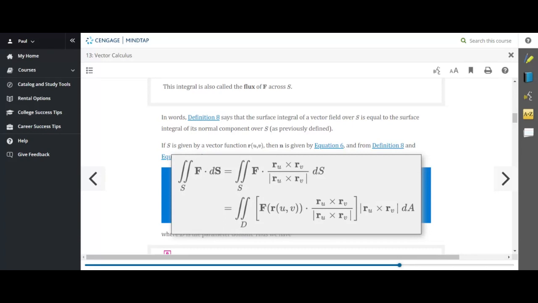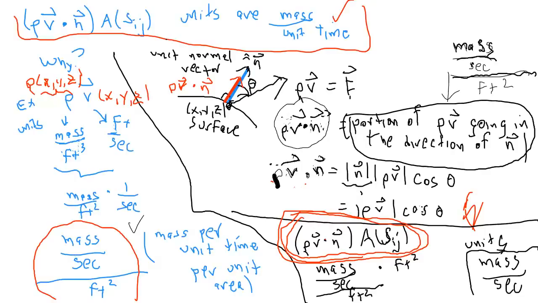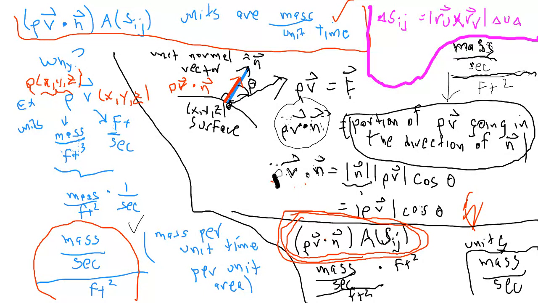Now, where does that come from? Remember that delta S sub ij, the little area of the ijth patch, is equal to the length of the cross product of your derivative vectors with respect to u and v, times delta u delta v. And you can think of that as delta A.